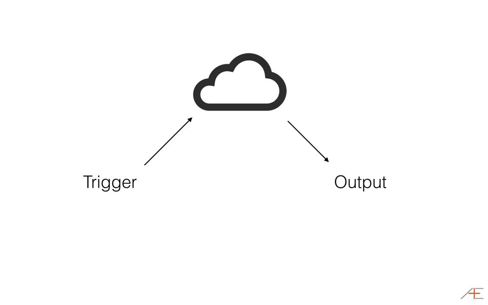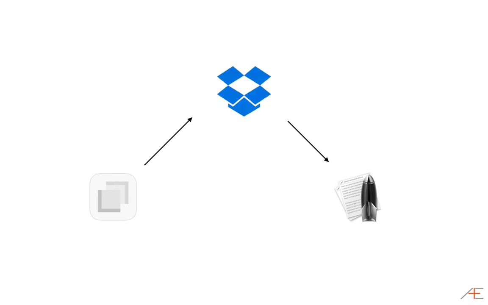Tying applications together like this is where things really start to get fun, because the possibilities of what you can do as you build your own workflows are pretty much endless. There are basically 3 main components to any workflow. First, the trigger action from the source application. Second, the output action in the destination application. Third, the cloud service that ties them together. In this example, the source is Drafts, the destination is nvALT, the cloud service we're going to use is Dropbox, the trigger is a custom export action, and the output is our quick captured text appearing in nvALT.